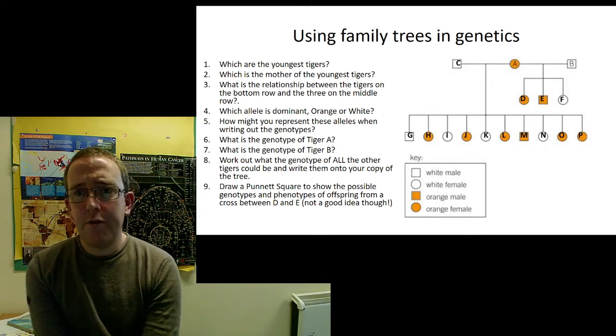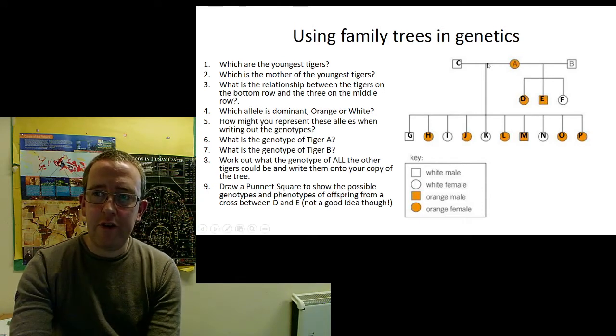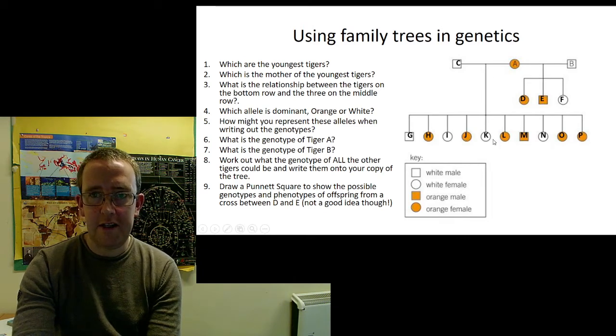Okay then, so first one, the youngest tigers. The way these family trees work is they go oldest at the top to youngest at the bottom. It basically comes down the page like that. That's the sort of flow of genetics going that way.